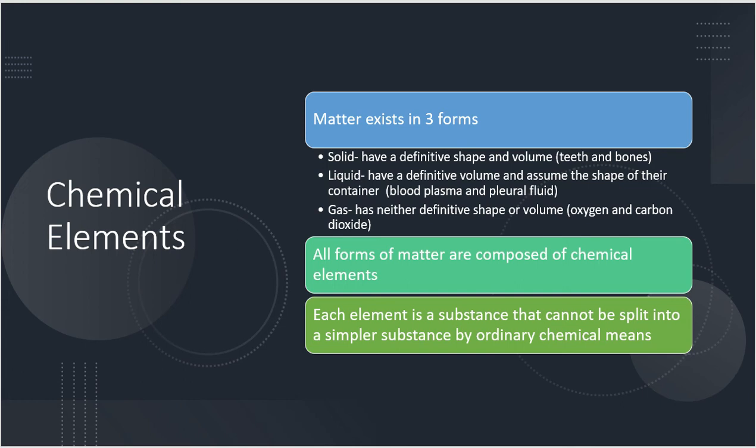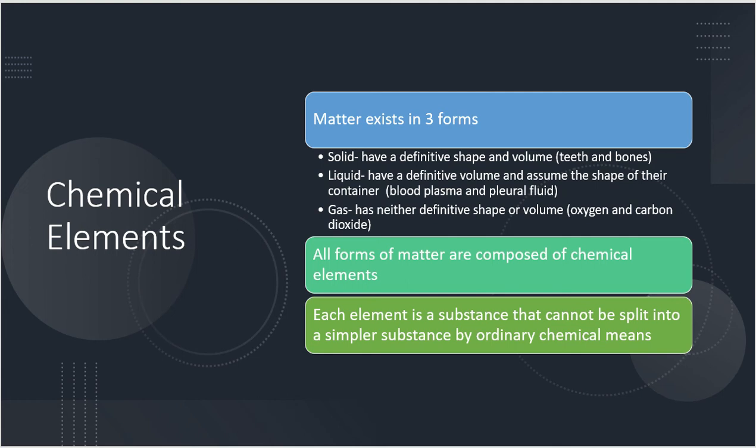Liquid has a definite volume, and it's going to assume the shape of whatever container it's in. So it's not going to have a definite shape. This is things like blood or blood plasma, the pleural fluid that's around the lungs, etc.